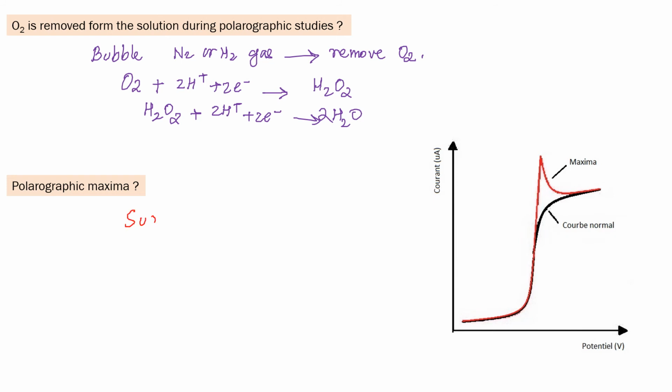And the surface acting agents are like gelatin. You can note down these examples because they are really very important. Triton, which is actually Triton X100, is a reagent that is used as a surface acting agent. And agar is also sometimes used.